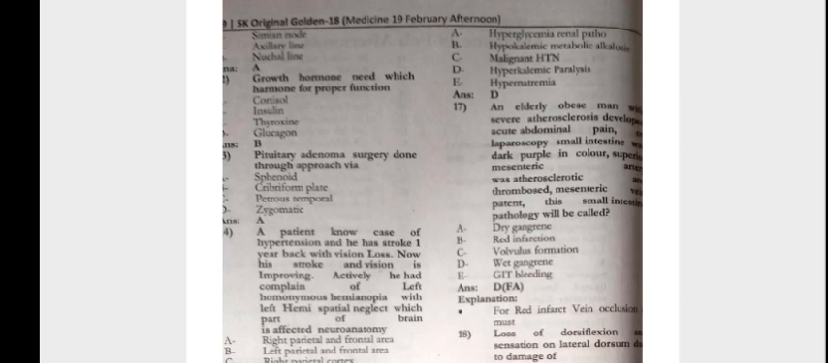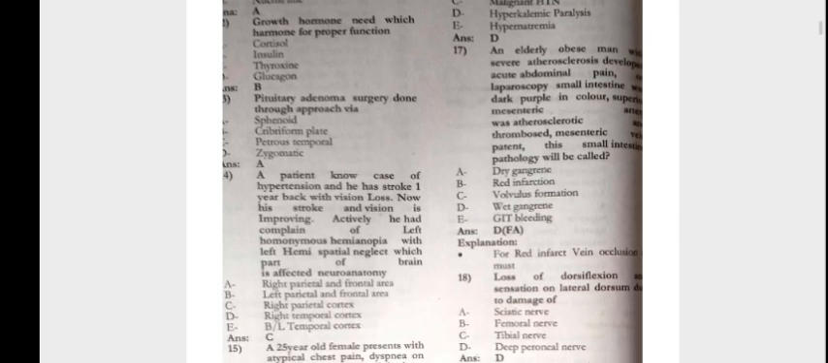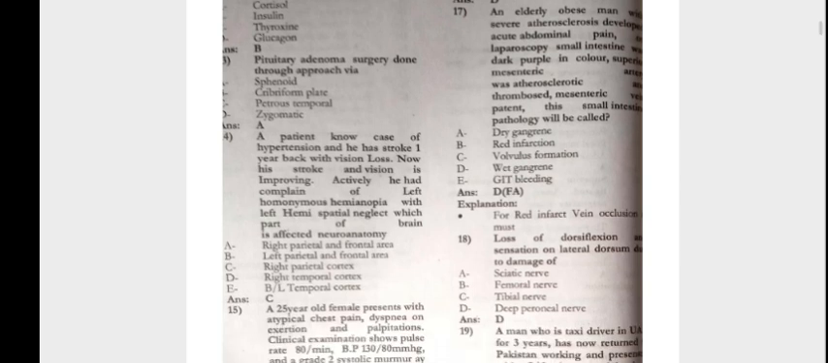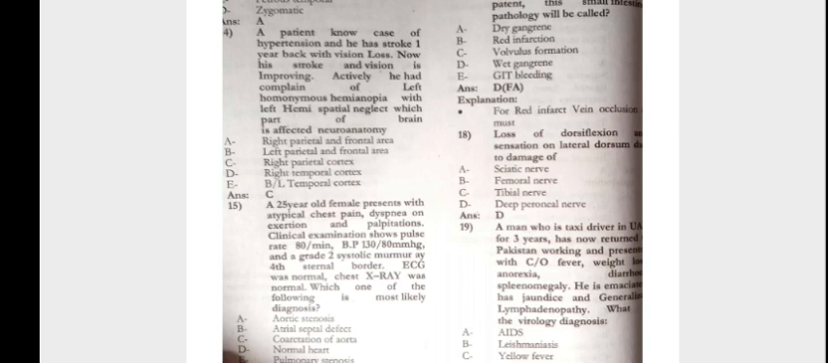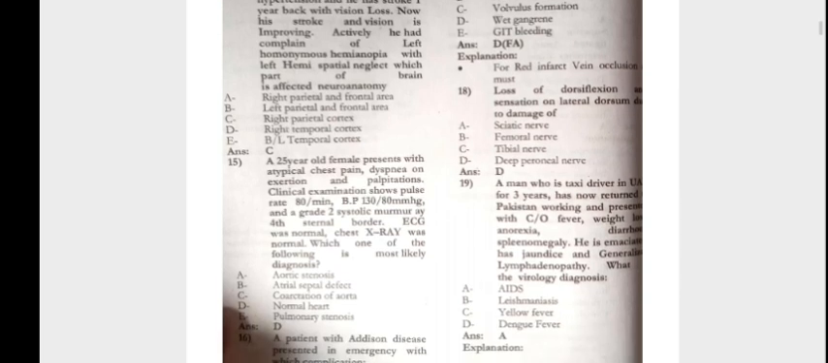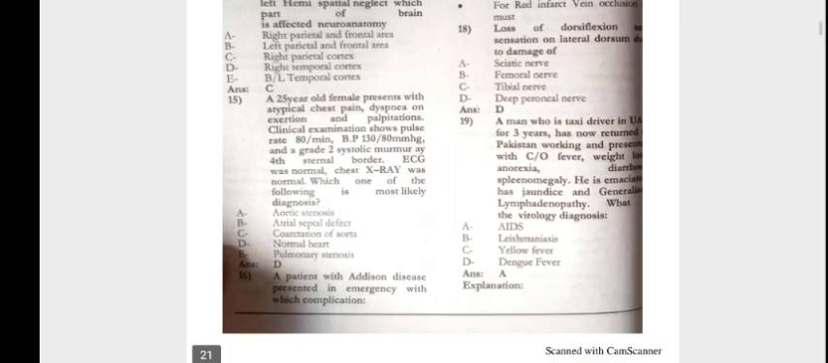An elderly obese man with severe atherosclerosis develops acute abdominal pain. On laparoscopy, small intestine was dark purple in color. Superior mesenteric artery was atherosclerotic and thrombosed. Mesenteric vein patent. This small intestine pathology will be called wet gangrene. Loss of dorsiflexion and sensation of the lateral dorsum is due to damage of the deep peroneal nerve.